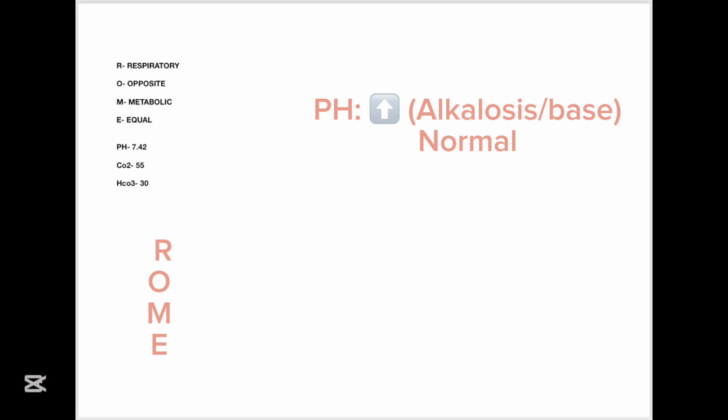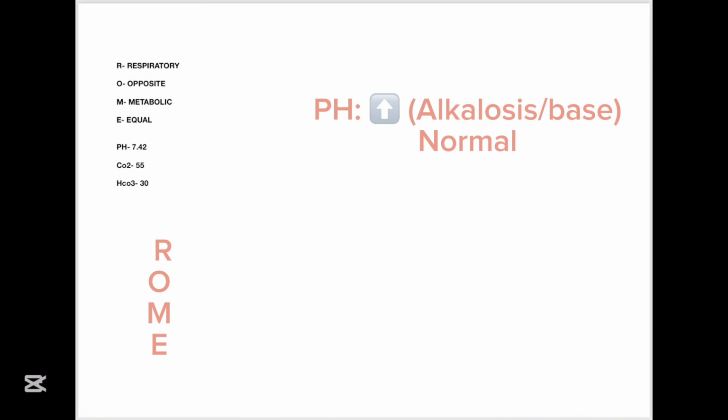Remember, the R and the O go together because we are saying respiratory opposites, meaning if it's a respiratory problem, the pH and the CO2 are always in opposite direction. And M and E go together because if it's a metabolic problem, the pH and the HCO3 go in equal direction. So have that at the tip of your fingers. Then we'll write out this as we already deduced.